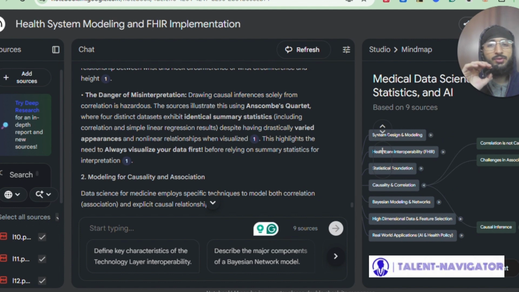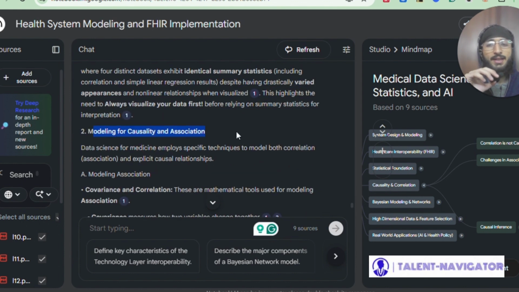The sources illustrate this using Anscombe's quartet, where four distinct data sets exhibit identical summary statistics, including correlation and simple linear regression results, despite having drastically varied appearances and non-linear relationships when visualized. This highlights the fact that we always need to visualize the data first before relying on summary statistics for interpretation. Secondly, modeling for causality and association.